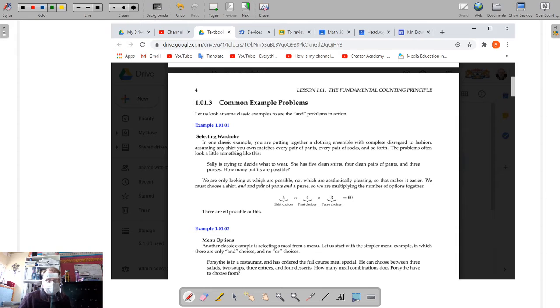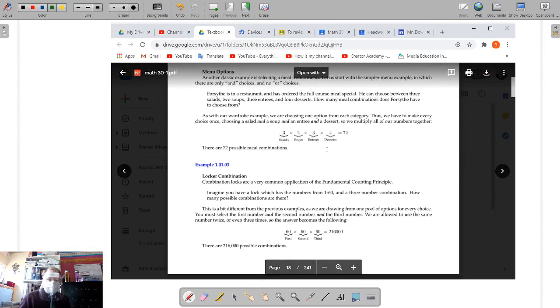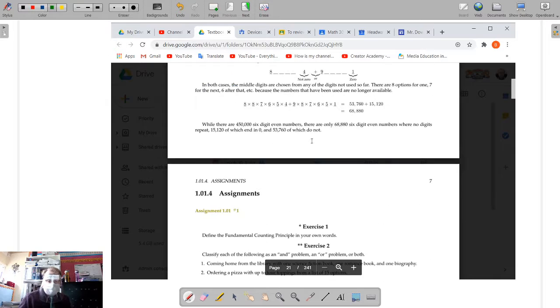Alright. So yeah, you can draw it with the tree diagram, so 5 shirts, 4 pants, 3 purses, and a whole bunch of lines. That's the basic way to do that.